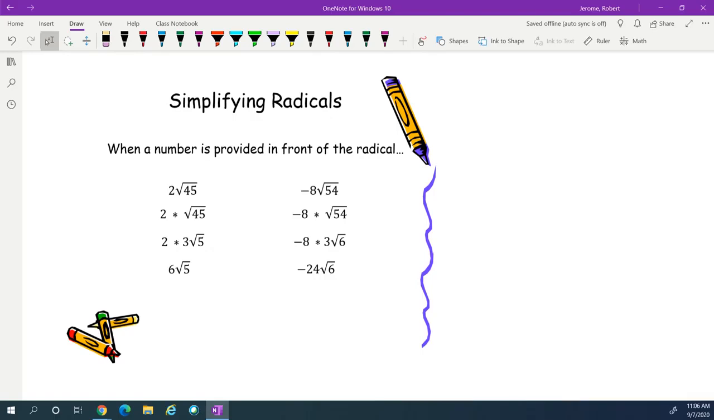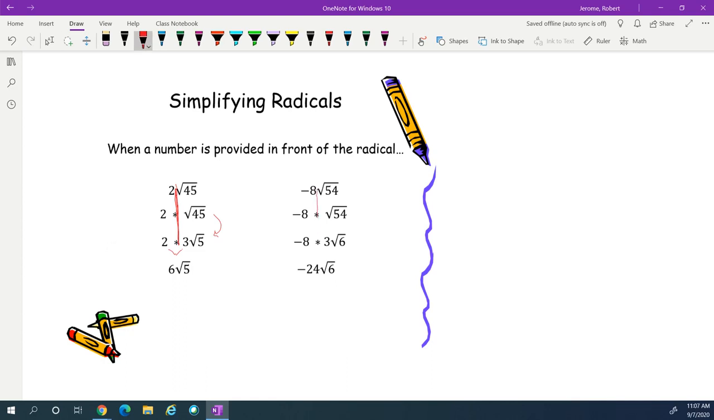So for example, 2 times the square root of 45. Well, the square root of 45 we already did. You can rewind a little bit. The square root of 45 is 3 square root 5. So what I'm going to do is ignore the 2 for a minute, and just do the square root of 45. And we got 3 square root 5. Now, as you can see, there's a 2 on the outside and a 3 on the outside. So we multiplied them back together to get a 6.